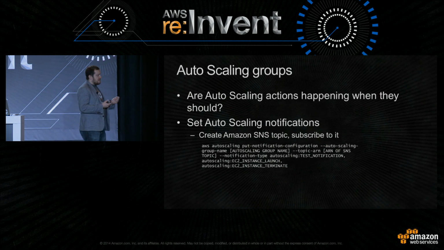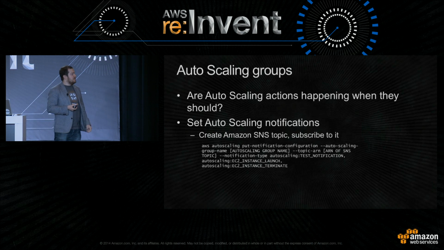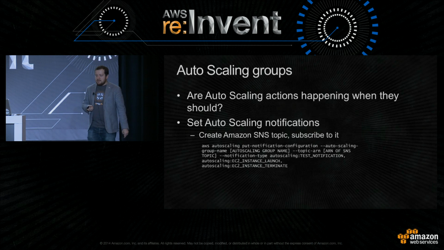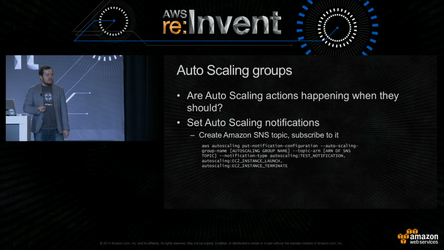So then how do you test if your auto-scaling groups are working? How do you even know when you're scaling up or down? Refreshing your console isn't super efficient, right? So you probably want to create auto-scaling notifications.